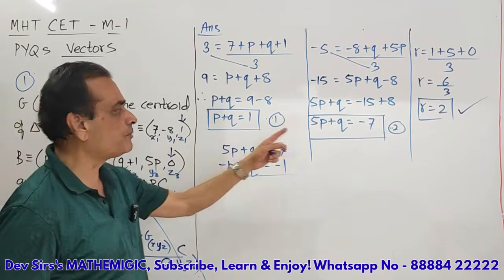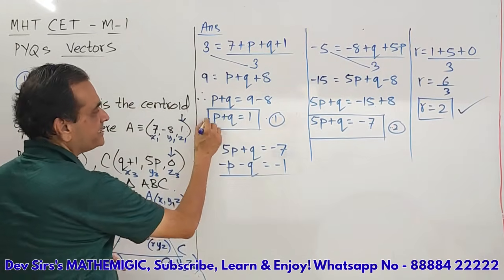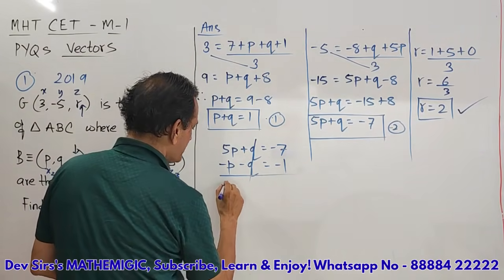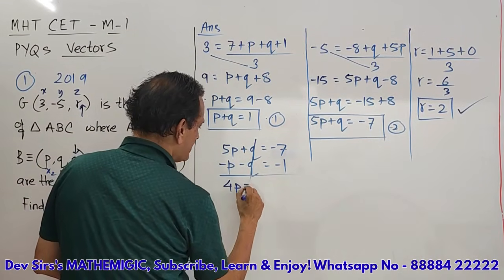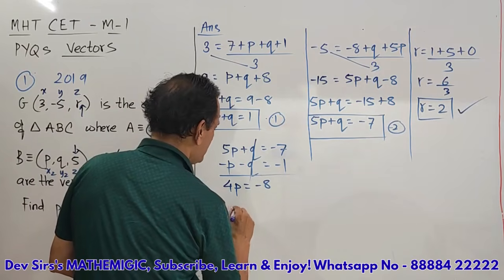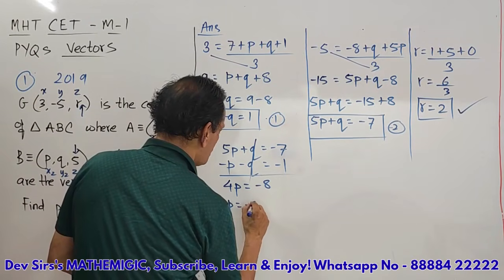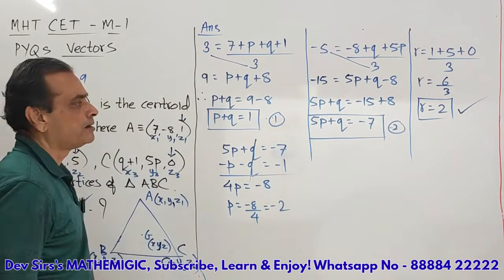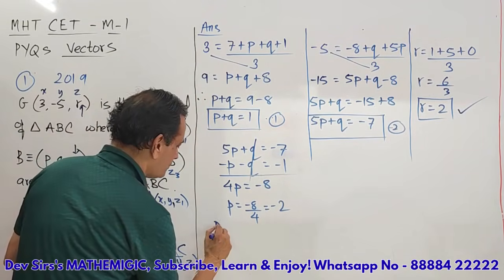So subtract 1 from 2. So इसके सब sign change कर दिए. Plus q minus q गया. 5p minus p is 4p. Minus 7 minus 1 is minus 8. p equal to minus 8 upon 4, that is minus 2. So p equal to minus 2.